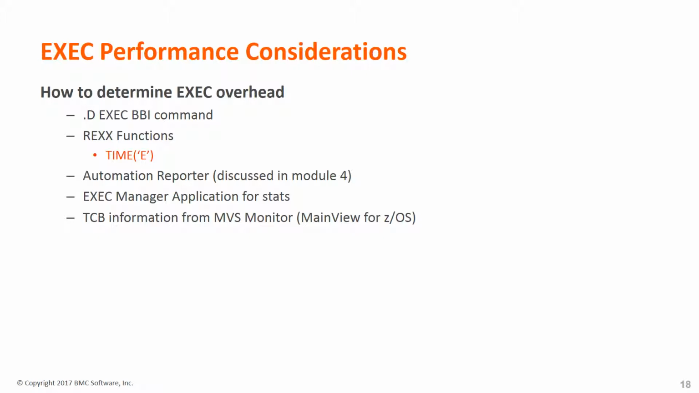There are several ways we can determine the overhead of your execs. You can use the DISPLAY BBI command in the journal. You can use REXX functions such as TIME E. You can use AutoOPERATOR's Automation Reporter, which provides some additional information about exec performance. You can look at the Exec Manager application in AutoOPERATOR and see what those statistics look like. And you can also capture the TCB information from MainView for z/OS.